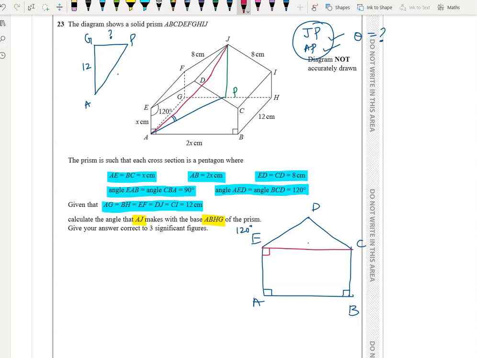So this angle is 90. Total is 120. So the remaining will be 120 minus 90. So this angle is 30 degrees. Okay. Now from point D, we drop a perpendicular to the base. Let it intersect the two points at point M and N.